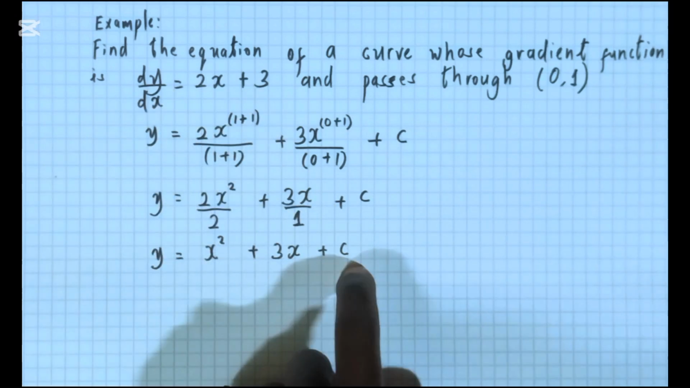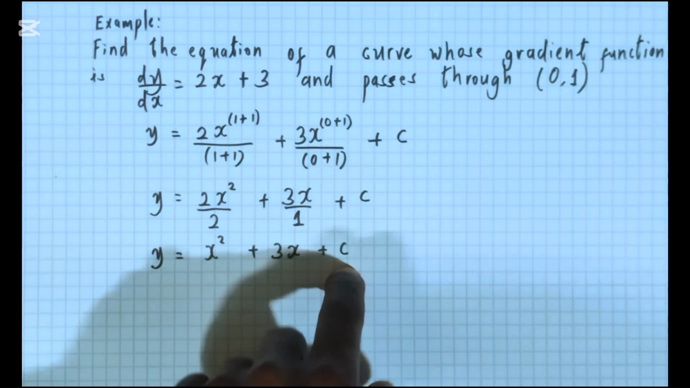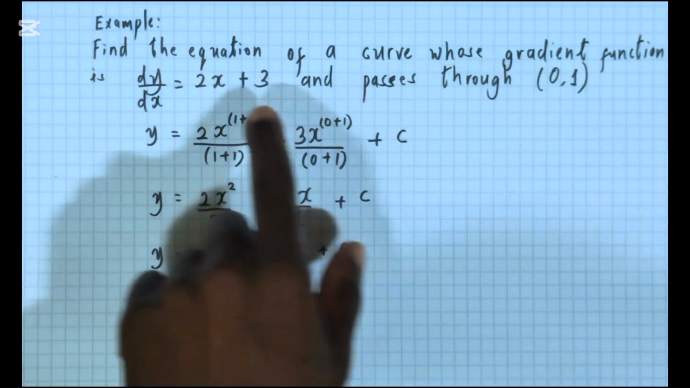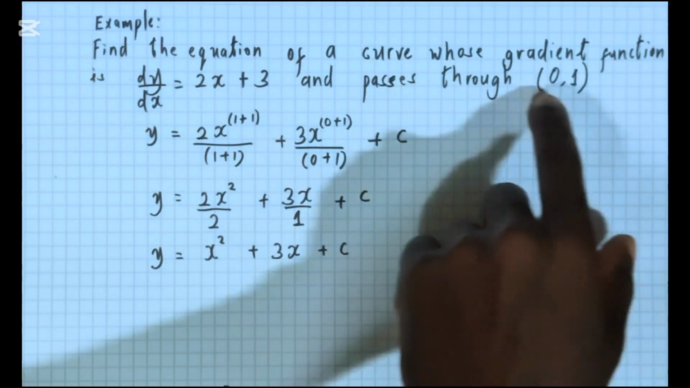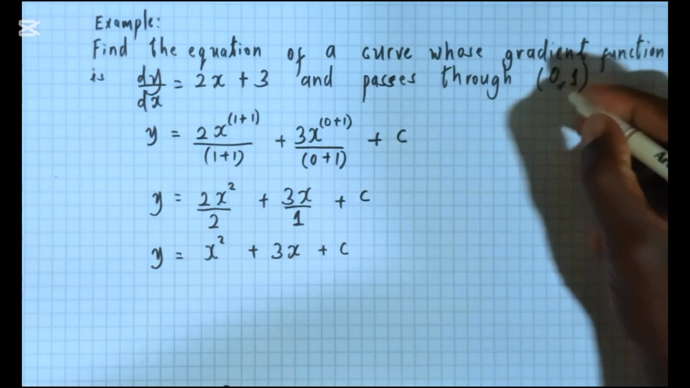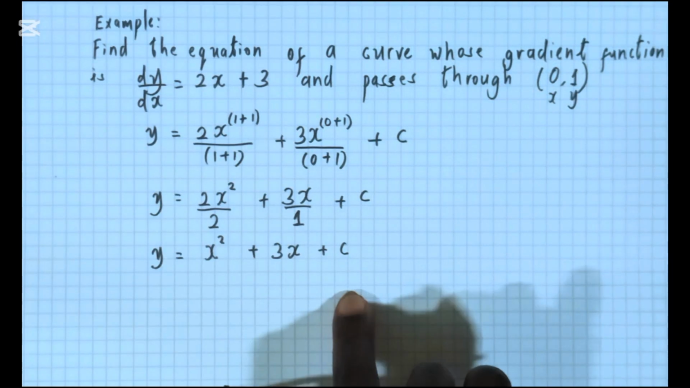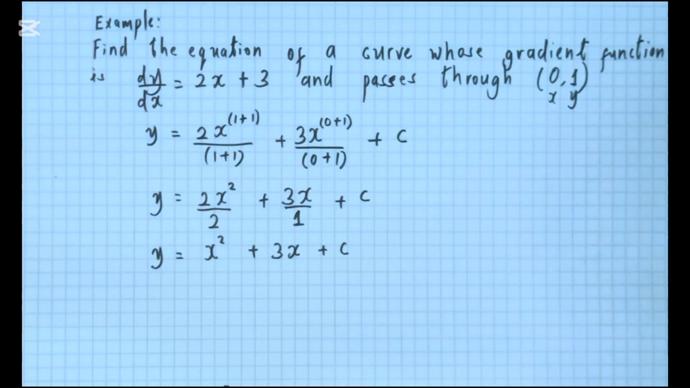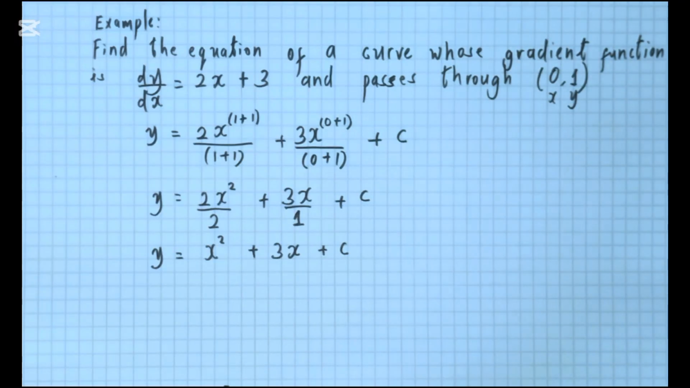However, it is not complete. Why? Because we haven't found the value of c, which apparently we can find, because we've been told that this equation of the curve actually passes through the point (0, 1). So we've been given the value of x and y, which we can substitute directly into this equation to find the value of c, and then rewrite the whole equation as complete as it should be.